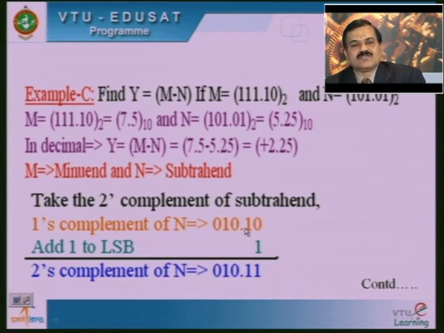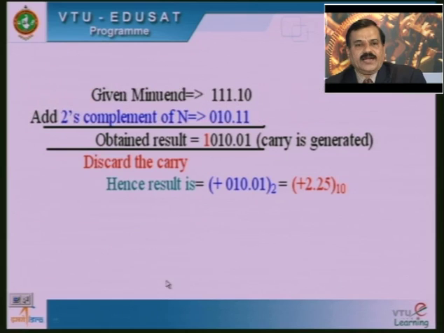Instead of 0 1, we write the complement value 1 0. Then we have to add 1 to the LSB. The final value, 2's complement of n, becomes 0 plus 1 is 1, and 1 as it is; then 0 is taken and 1, there is no addition, and 0. So this 2's complement of n must be added with the minuend.